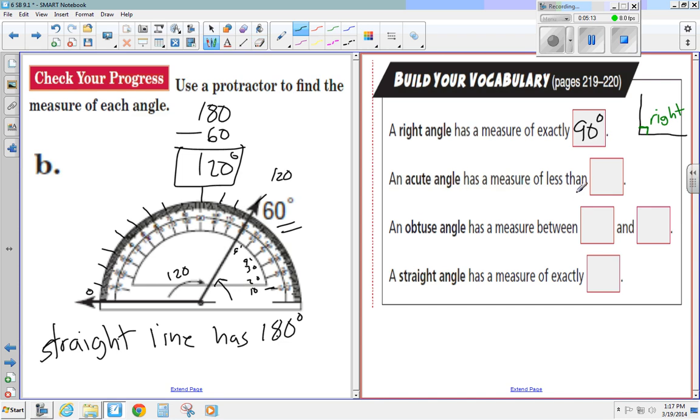An acute angle is a measure less than 90. An obtuse angle is a measure between 90 and 180. And a straight angle, or a straight line, has an angle measure of exactly 180. If it's not exactly these, it's not right, acute, obtuse, or straight.